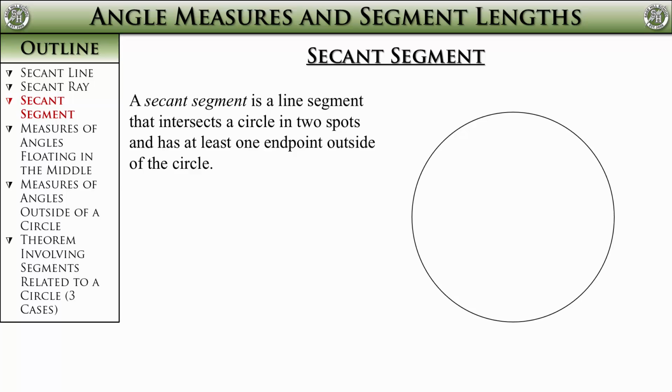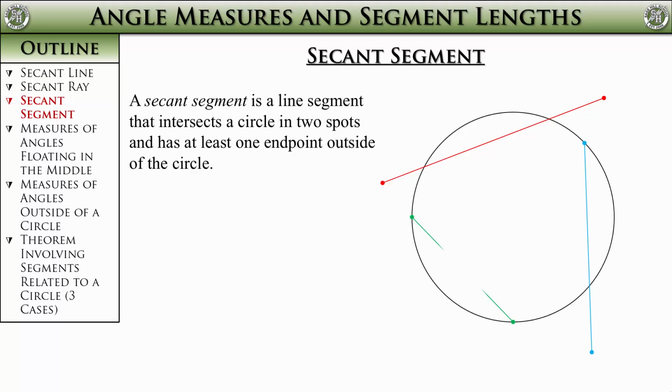Next is a secant segment, which is a line segment that intersects the circle in 2 spots and has at least one endpoint outside of the circle. So this red one is a secant segment. Both of its endpoints are outside of the circle. This blue one is also a secant segment. It has one endpoint on the edge of the circle and one endpoint outside of the circle.